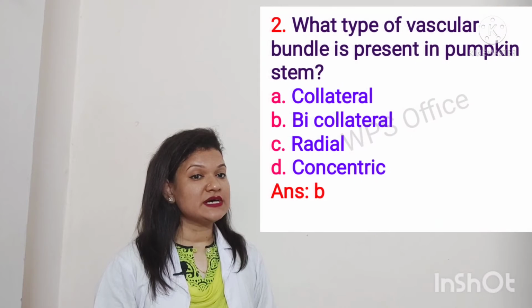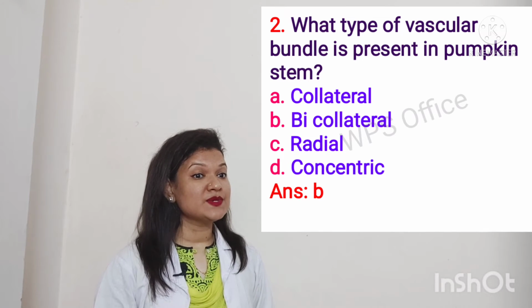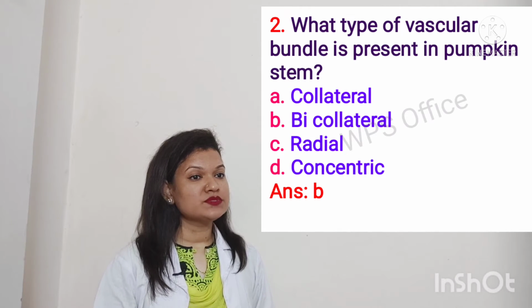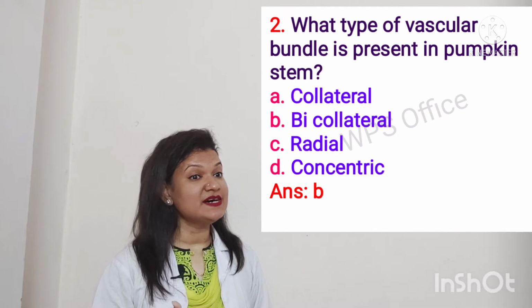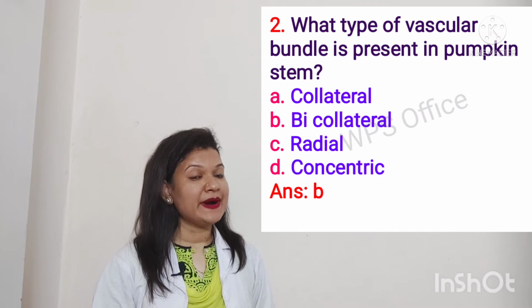So now I will go to the options. Our options are collateral, bicollateral, radial and concentric. So the answer will be bicollateral. In bicollateral, cambium is present on both sides, and phloem is also present on both sides, and xylem is present in the center. So the answer will be bicollateral. Now I will go to the next question.